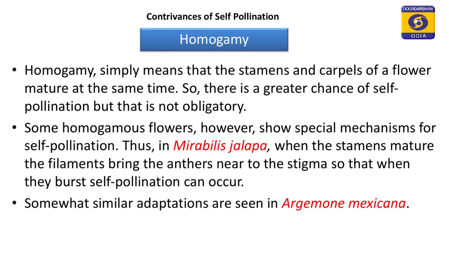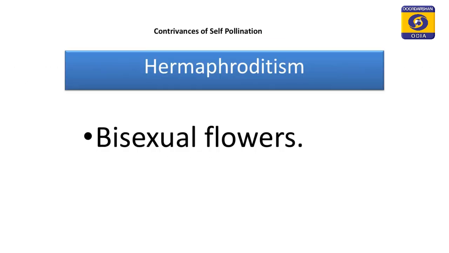Some of the homogamous flowers are Mirabilis jalapa. You have probably seen that plant, called the four o'clock plant, with pink, yellow and white flowers. In that plant homogamy is seen, and homogamy of course favors self pollination over cross pollination. Also in the case of Argemone mexicana. Moving to the next slide, this is hermaphroditism.